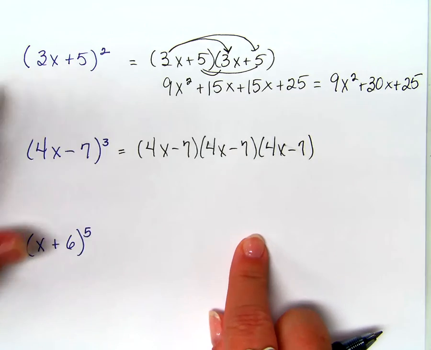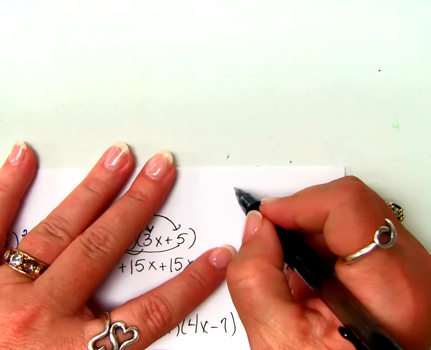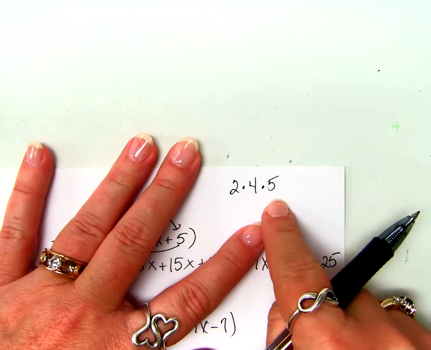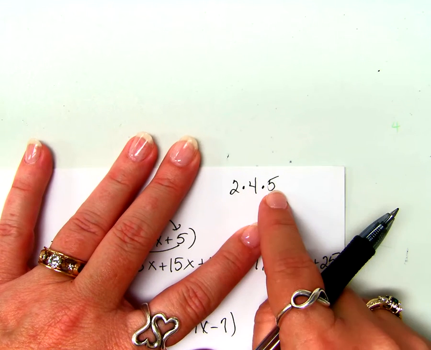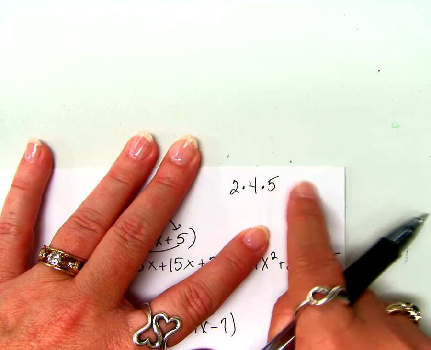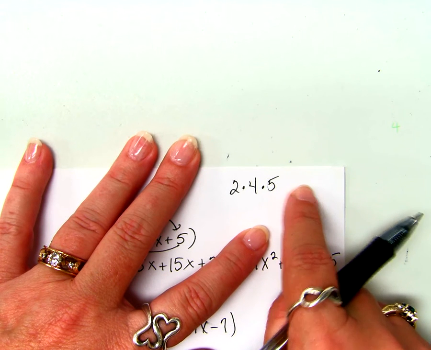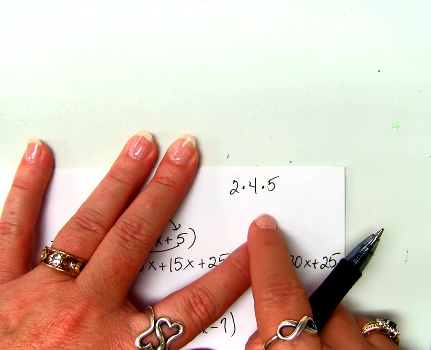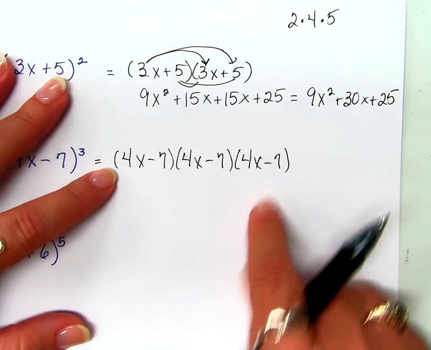That's not quite right, though. So let's think about this for a second. If I said 2 times 4 times 5, if I made that the problem, do I say 2 times 4 and 2 times 5? Or do I say 2 times 4 is 8 and 8 times 5 is 40? That's what I do, isn't it? Multiply the first two together and get an answer and multiply that answer by the third one. Well, that's exactly what we need to do here.